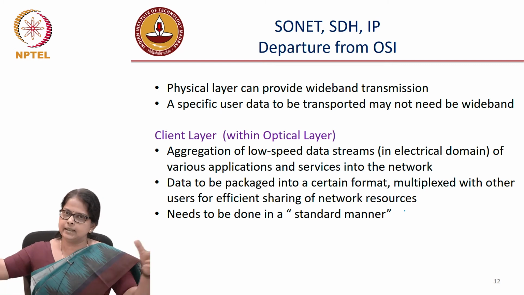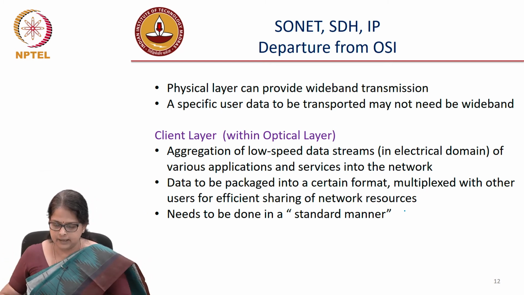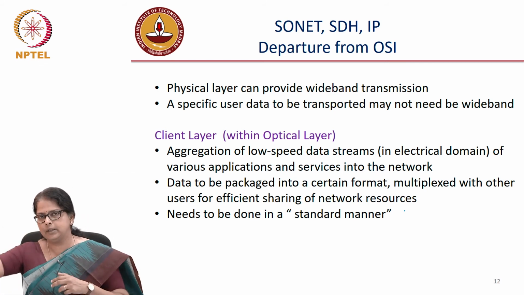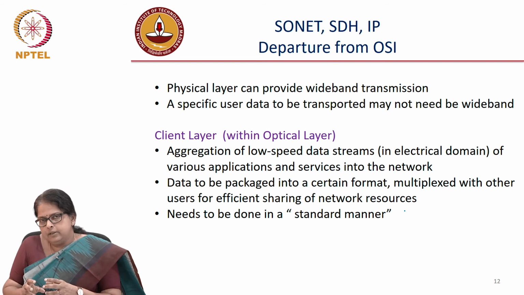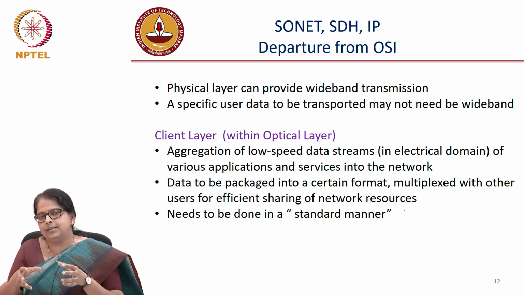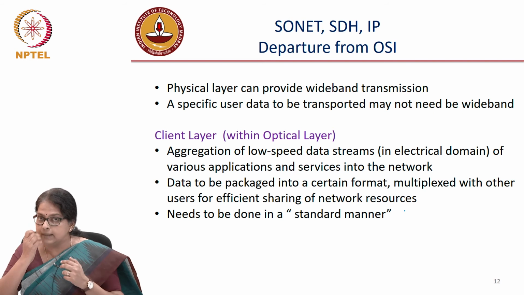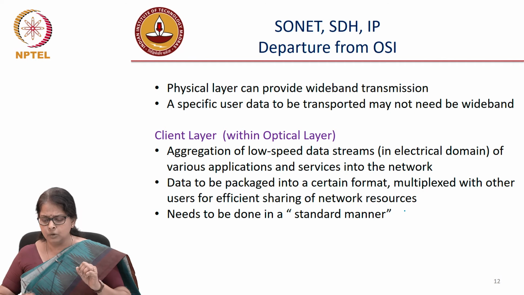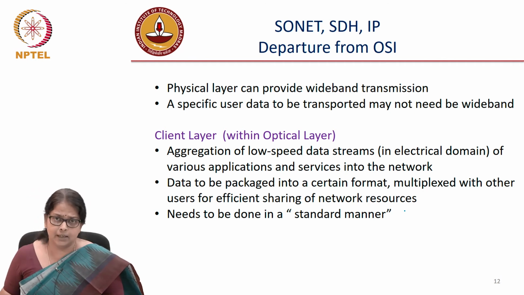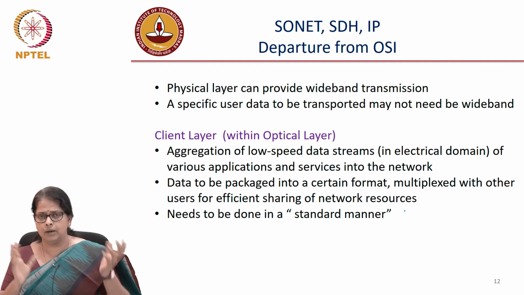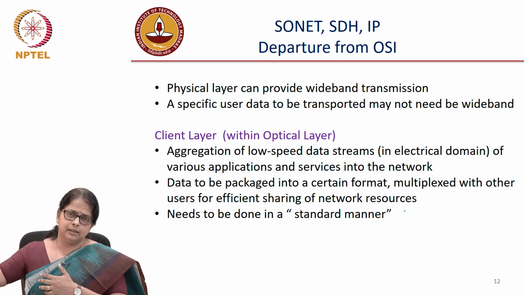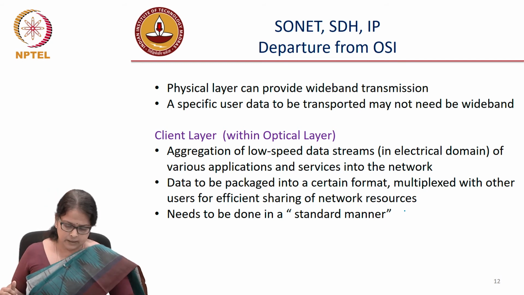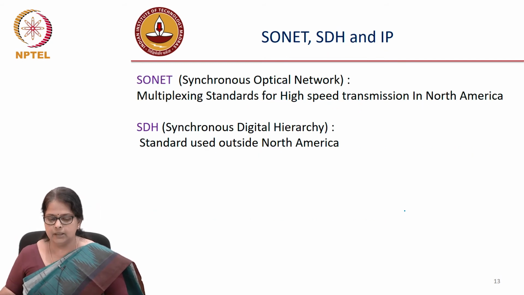So, it aggregates the different low speed data streams. It is packaged in a certain format. It is multiplexed with different users, and then the aggregated data rate becomes really large, and hence you can utilize the entire bandwidth of the fiber. Again, this needs to be done in a very standardized manner. I cannot do it one way at the transmitter and another way at the receiver. The same language needs to be spoken by the entire network.